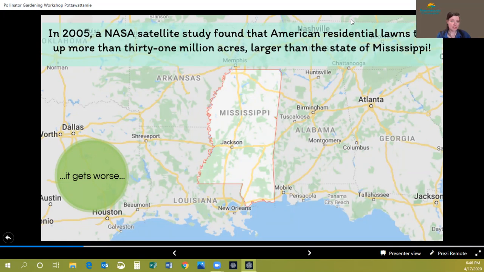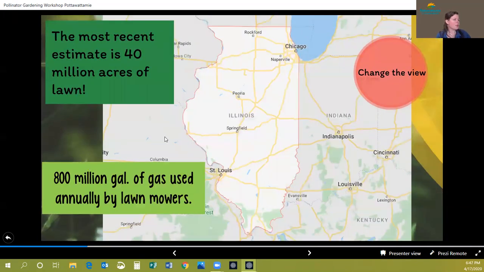That was in 2005. Guess what? It just got worse. The most recent estimate is that it's 40 million acres of lawn. Now we're bigger than the state of Illinois. And on this 40 million acres of lawn, guess what? We got to give them haircuts, right? Got to make them look good. Got to make them look uniform. So we're spending 800 million gallons of gas every single year to mow that stuff.